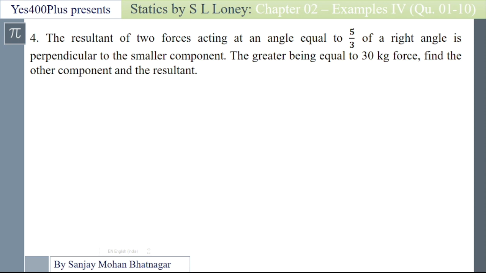The resultant of two forces acting at an angle equal to 5 by 3 of a right angle is perpendicular to the smaller component. The greater being equal to 30 kg force. Find the other component and the resultant. तो इसकी फिगर देखते हैं.